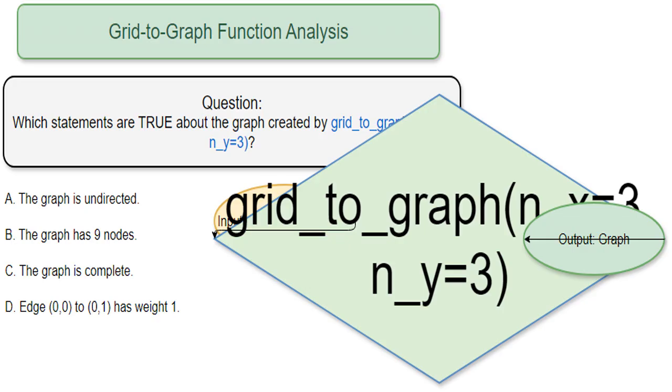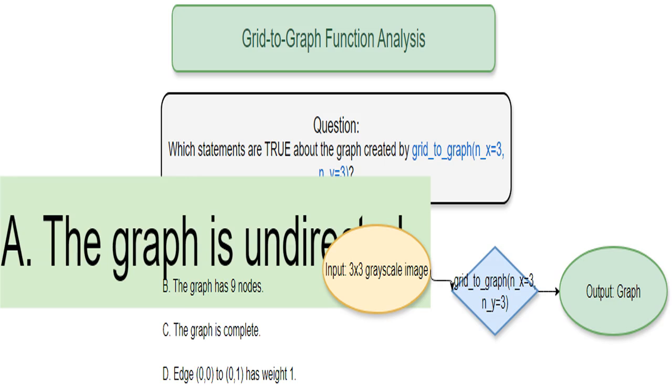I'm calling the grid_to_graph function with n_x, number of columns, equals 3 and n_y, number of rows, equals 3. This tells the function to create a graph representing a 3x3 grid. Statement A says the generated graph is undirected, meaning connections between points go in both directions. I need to determine whether grid_to_graph creates this kind of graph.